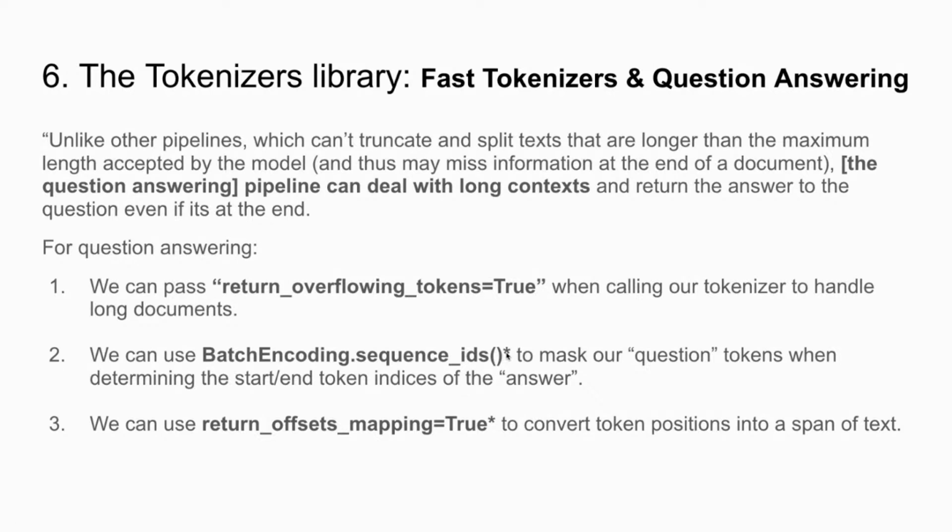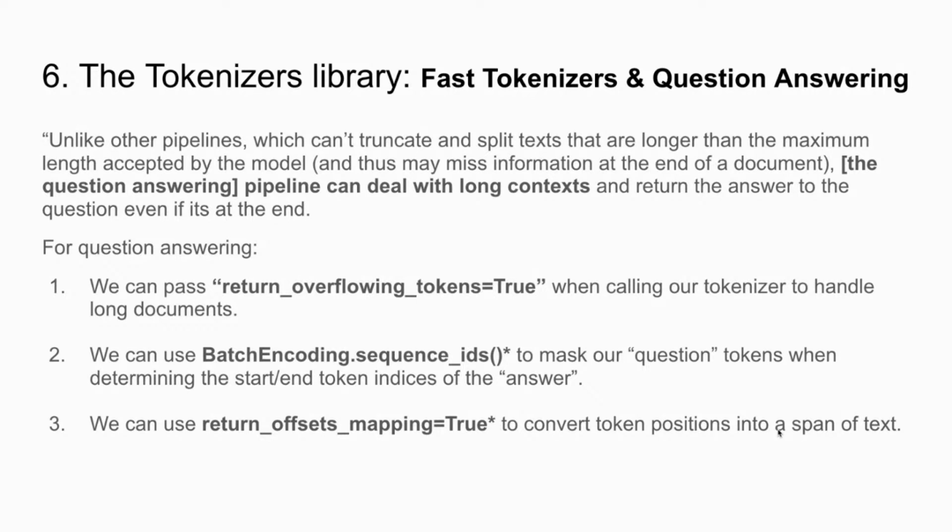That's a fast tokenizer thing. We can access the sequence IDs for a particular example. Because when we're trying to figure out where the answer sits in our tokens, we don't want it to look at the question. So we can use sequence IDs, which tell us, because we're passing in a question and a context, we can say, mask all the tokens associated with the question part. So when you're looking for an answer, this is where you should be looking. And again, return offsets mapping equals true lets us convert token positions into a span of text.